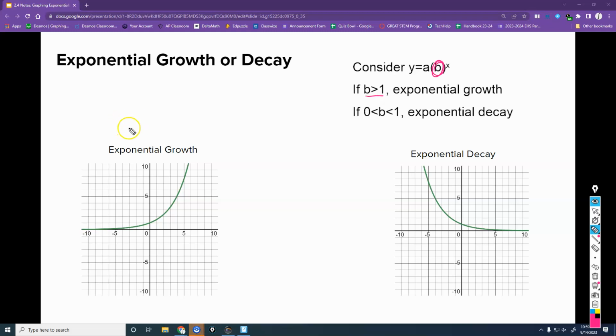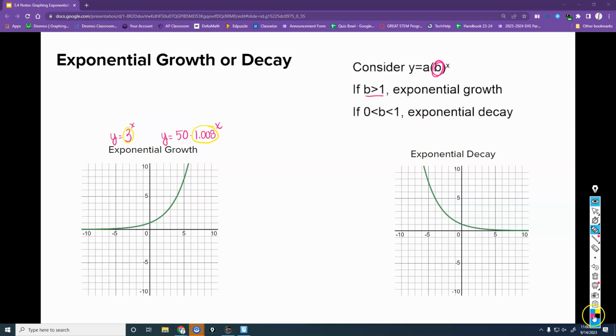So some examples of exponential growth. If I have something like y equals 3 to the x, that's going to be exponential growth because the number I'm raising to the power is bigger than 1. If I have y equals 50 times 1.008 to the x power, what number am I raising to the power? The 1.008, is that growth or decay? Growth, because that number is bigger than 1, right? So you're looking for the number raised to the power. If it's bigger than 1, you have growth.